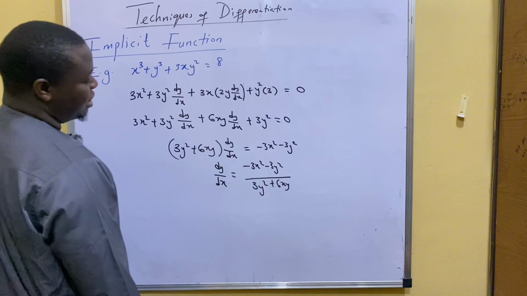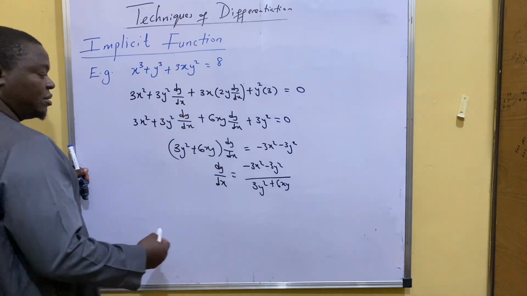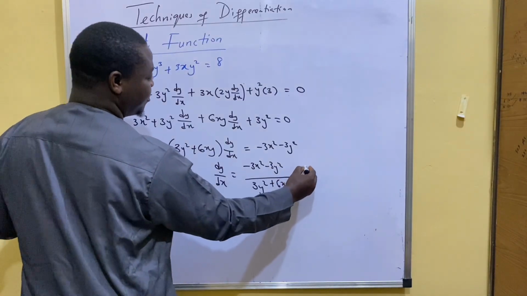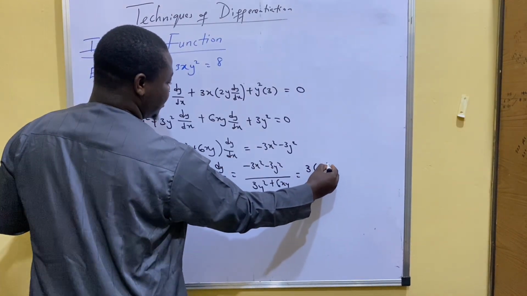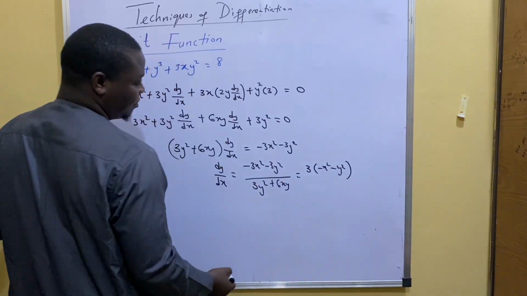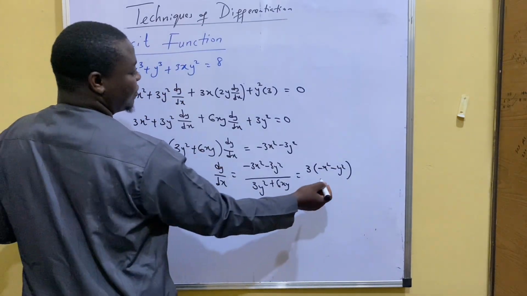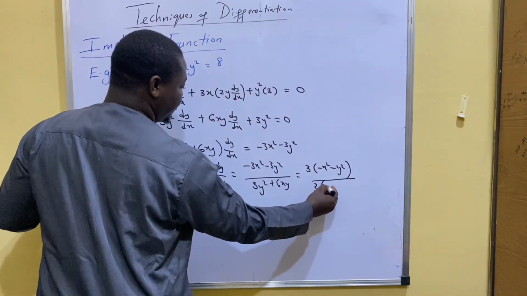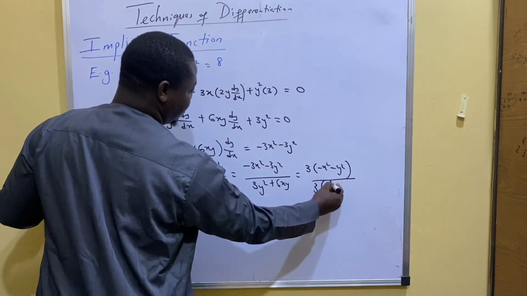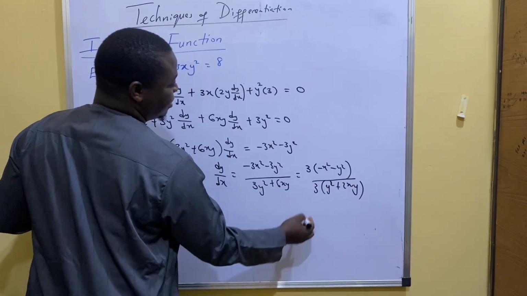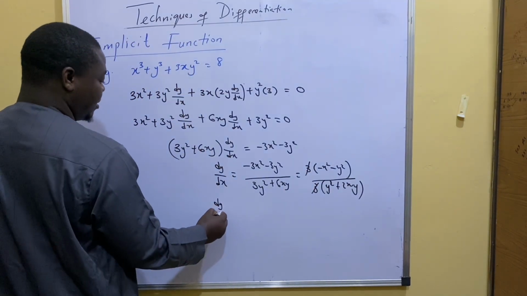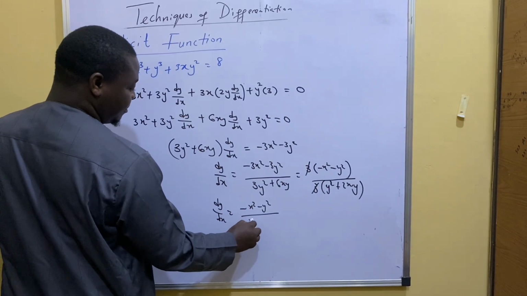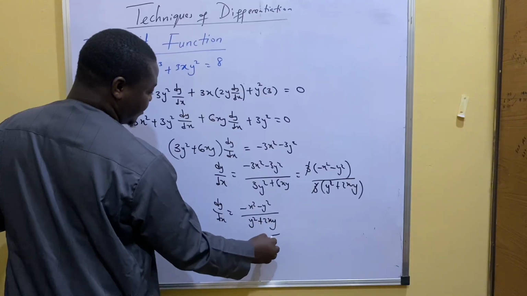Now, something is common. You can't leave your answer this way. Something is common to the numerator and denominator, and what is that? 3 is common. So we can factor out 3, so that we have 3 times (minus x squared minus y squared) divided by 3 times (y squared plus 2xy). So just take care of this. And then we have dy/dx equals minus x squared minus y squared over y squared plus 2xy.